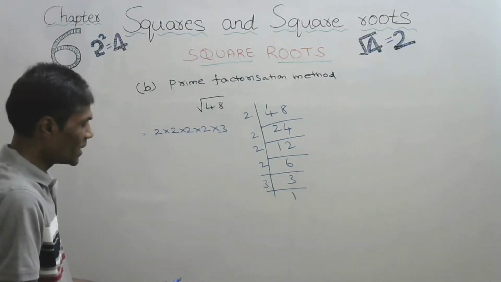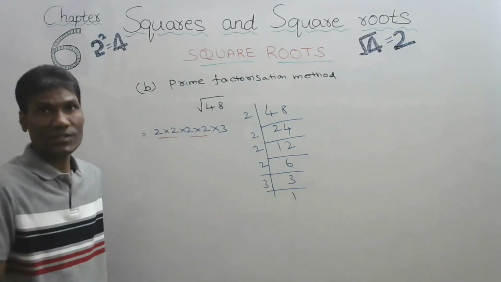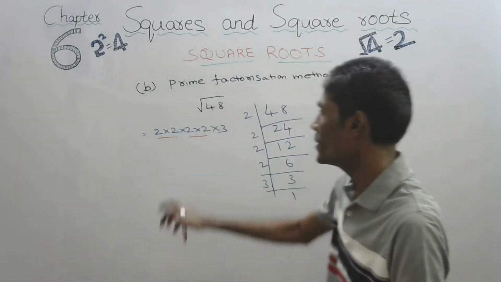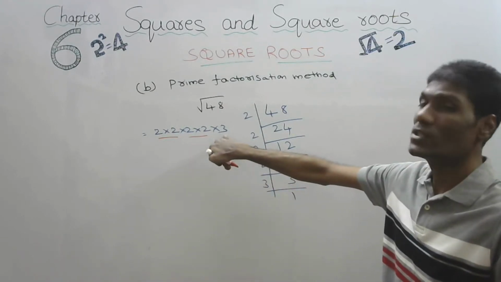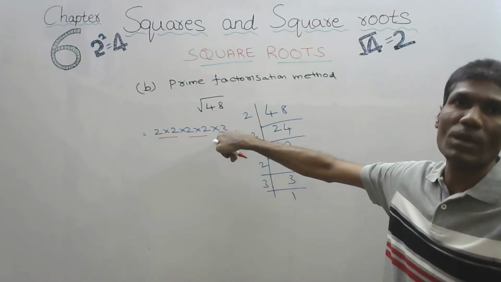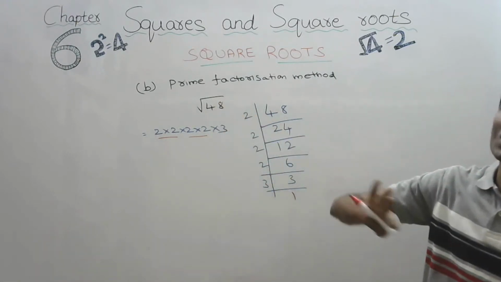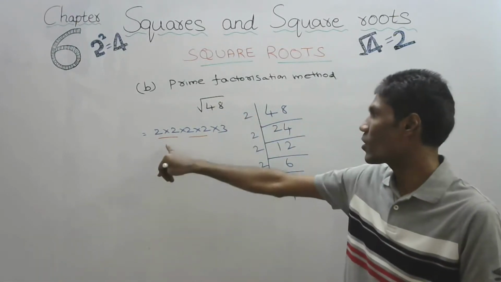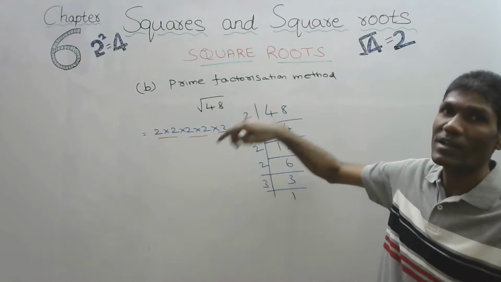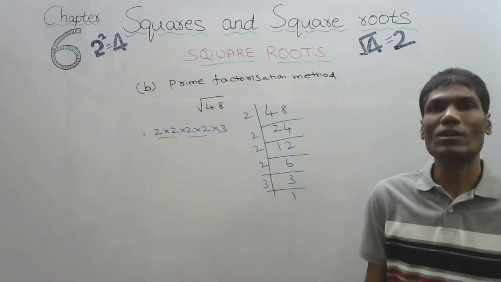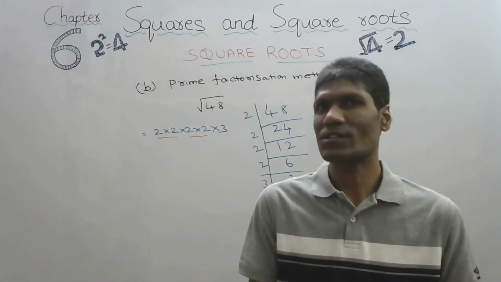Now let us pair it up. One pair, second pair, and next. This is also a pair. Then what about this 3? If we have one more 3, then it will be a pair. But a pair is not there. So this is not a perfect square. When each number is not paired, then this is not a perfect square. That is confirmed.